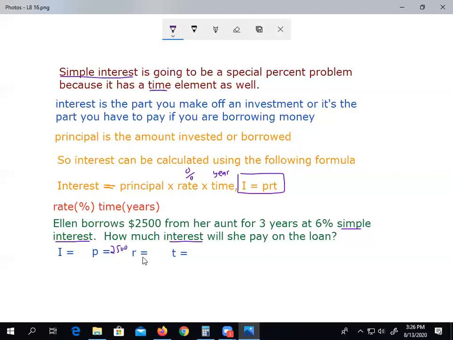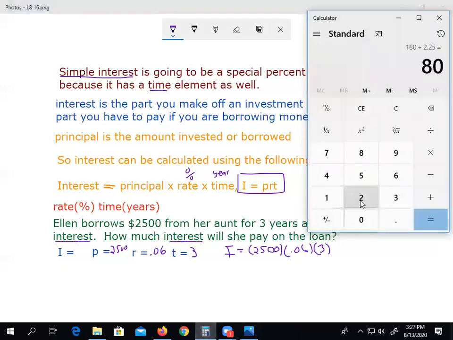The rate is going to be 6%, or in other words, as a decimal, it's going to be 0.06, because you have to move the decimal 2 places to the left. And the time is in years, so it's going to be 3. So in our formula, I is going to equal this 2,500 times the 6% in decimal form times 3 years. So again, we start to use a calculator for all this.